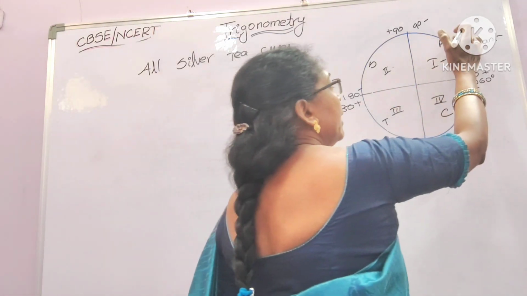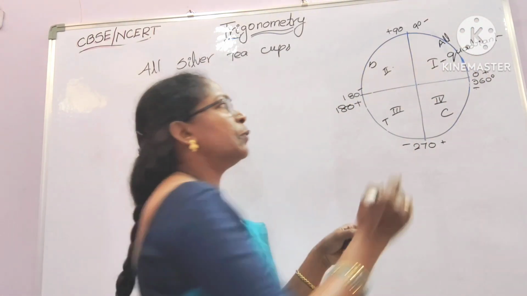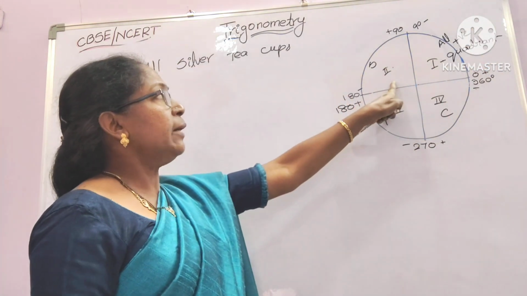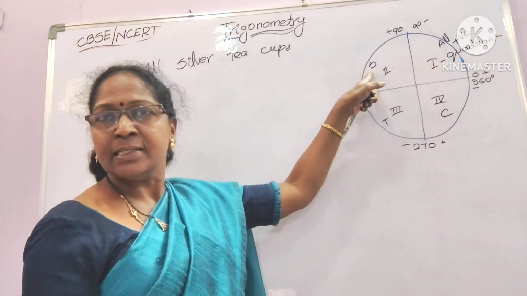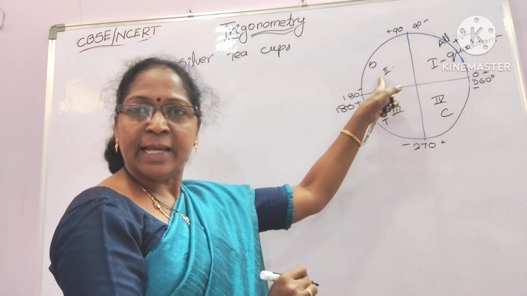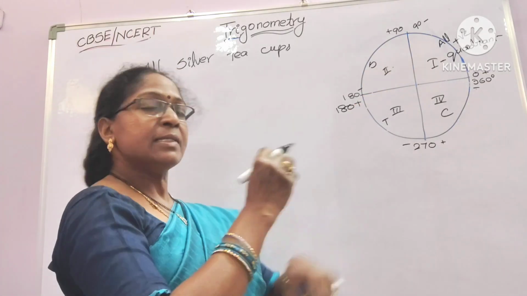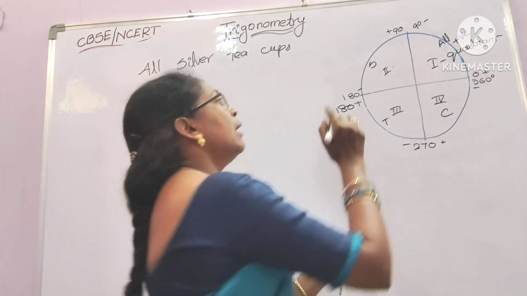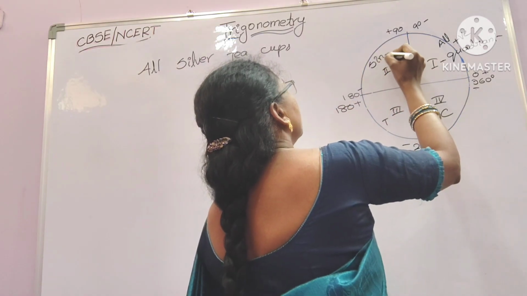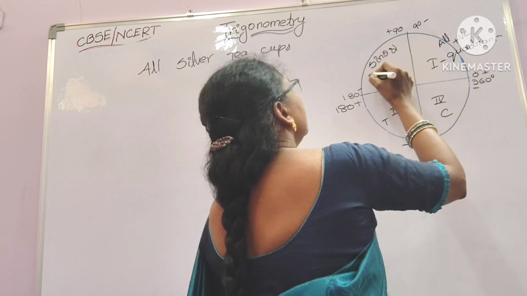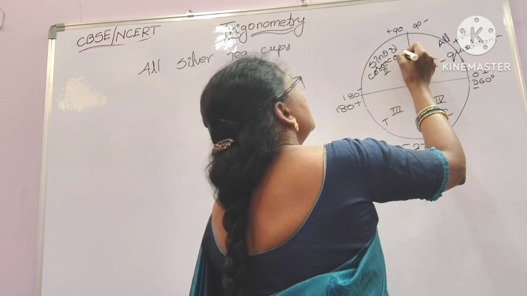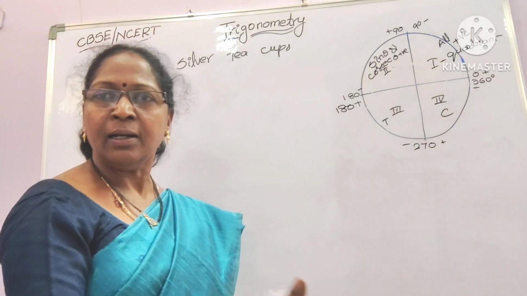So in the first quadrant, all are positive. In the second quadrant, S, what is the trigonometric function here? We know that there are 6 trigonometric functions. S is nothing but sine theta. Sine's reciprocal is cosecant theta. So sine theta and cosecant theta are positive. These two are positive and the remaining all are negative.